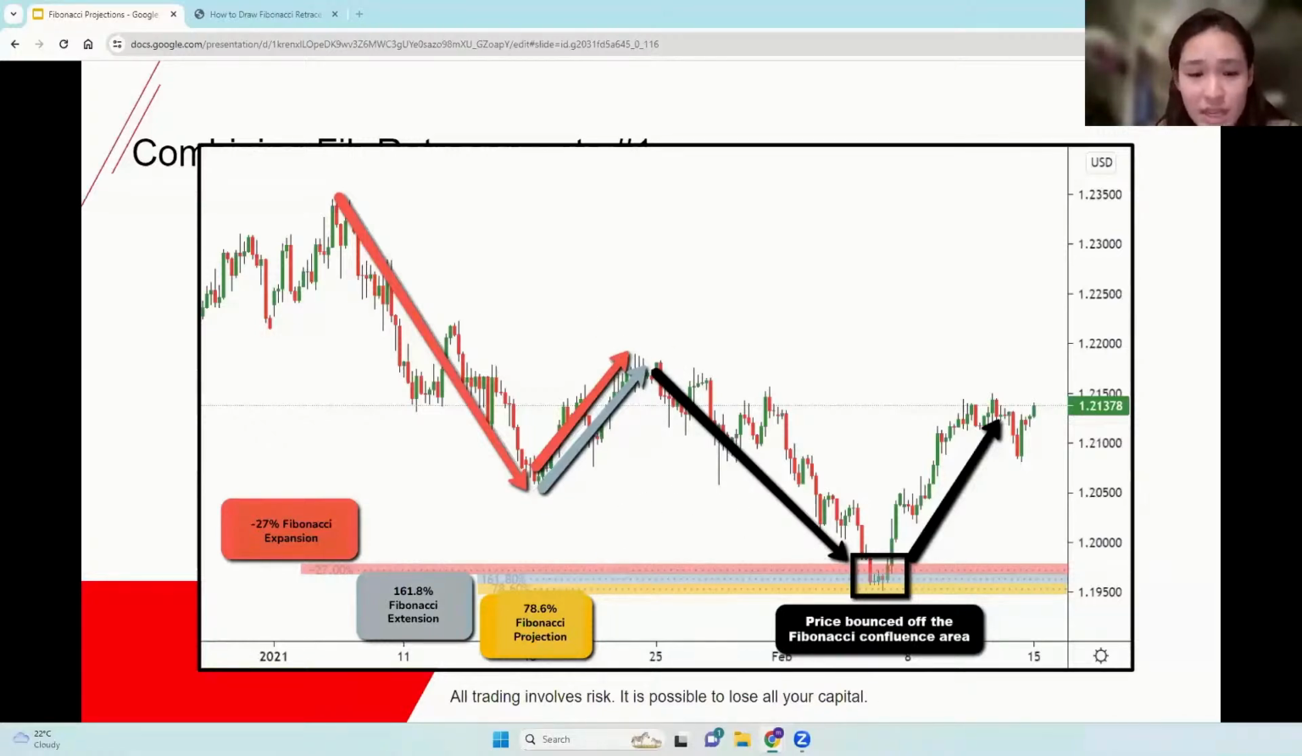And then we have a 78.6% Fibonacci projection. So you can see all of these levels line up closely, giving you a confluence area. Most of the time for confluence areas, we're looking for a small area, not so much a specific level. So it's okay if your levels deviate from each other by a little bit. You can see price bounced off the Fibonacci confluence area over here.